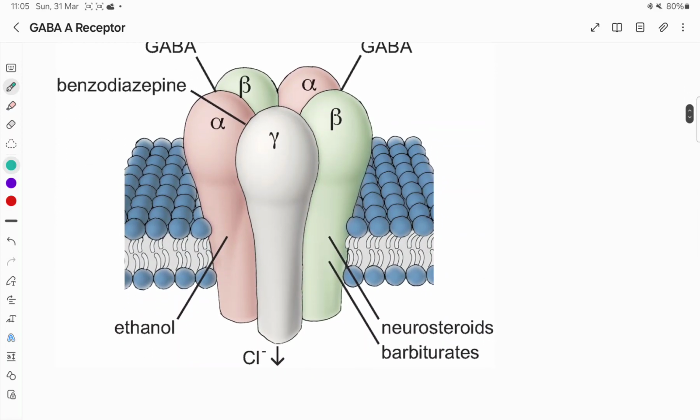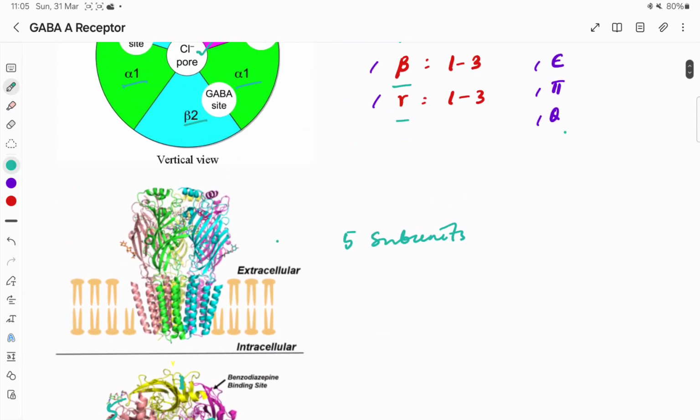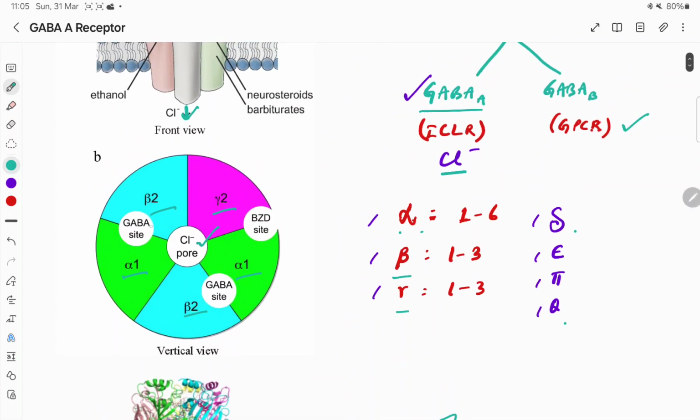So you can see the different sites. This is the GABA site between the alpha 1 and beta 2, and you can see 2 GABA sites are there to which GABA binds. So this is the receptor site to which GABA binds. Similarly, there is another site called the receptor modulatory site, and this receptor modulatory site is nothing but your BZ receptor site.